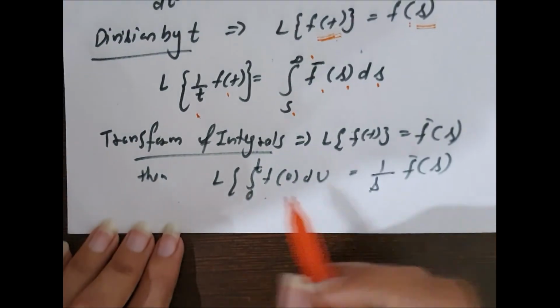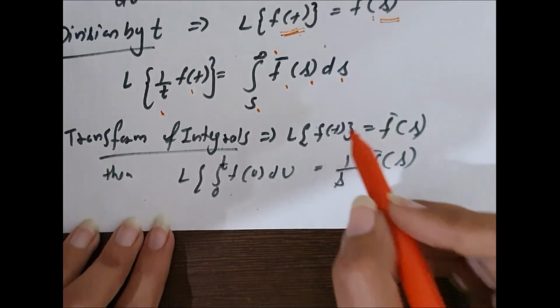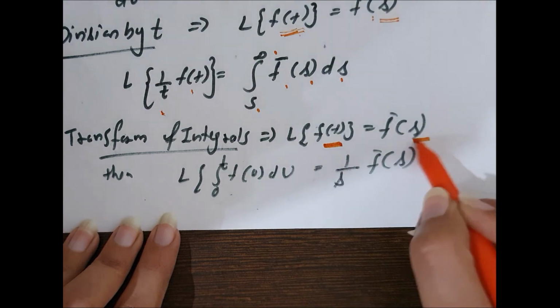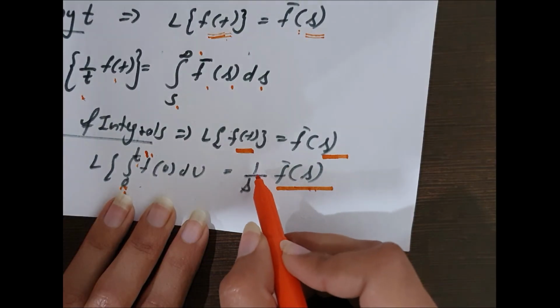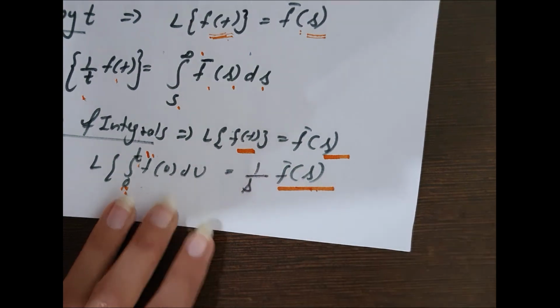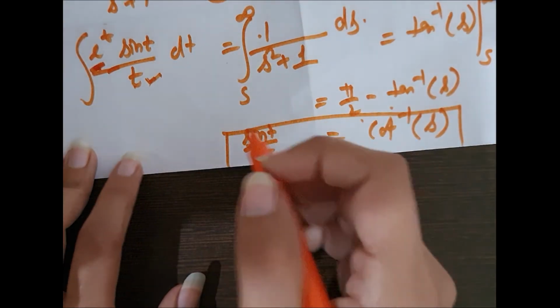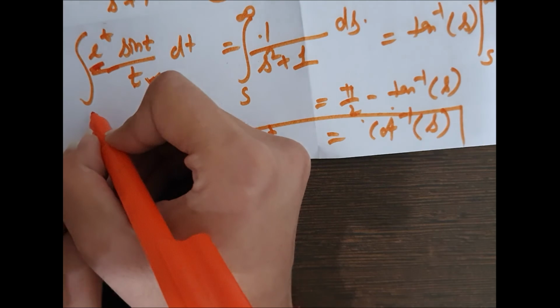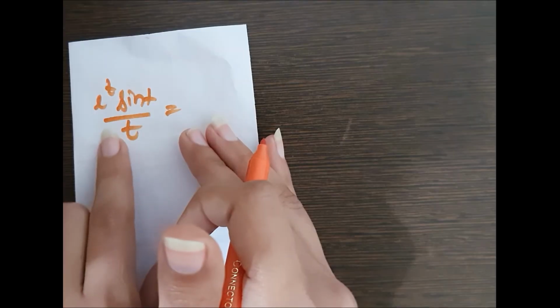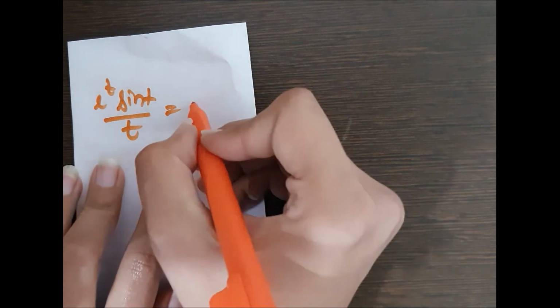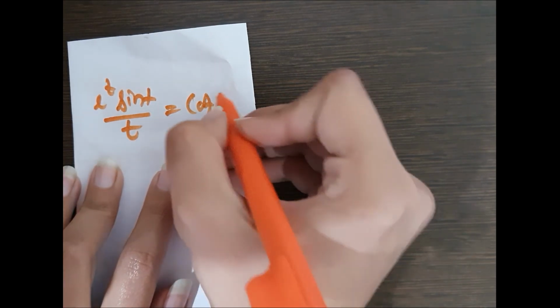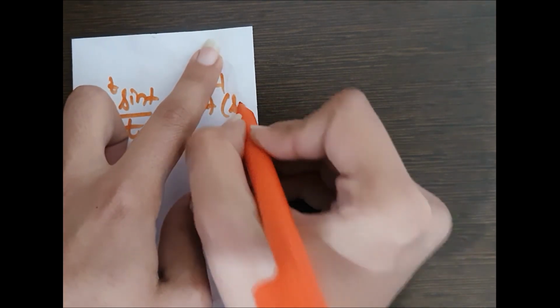Now, the last property, that is transform of integral. Laplace transform of f(t) is f(s). If the integration is from 0 to t, then its Laplace transform will be 1 by s times f(s). As in this question, as we have solved now, if its integration would be from 0 to t, as we have studied, this function e to the t sin t upon t, its Laplace transform comes out to be cot inverse of s minus 1.